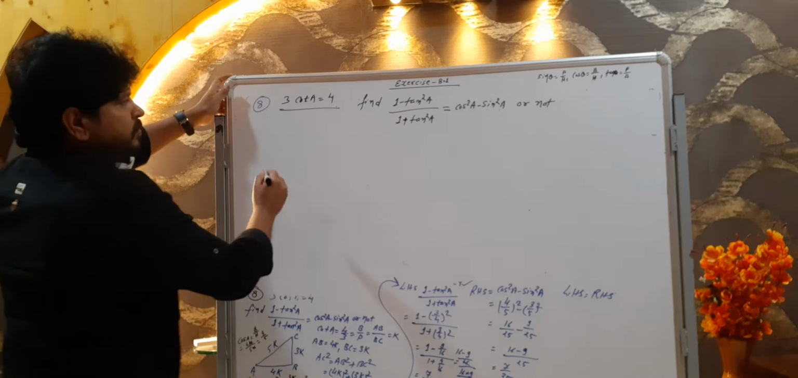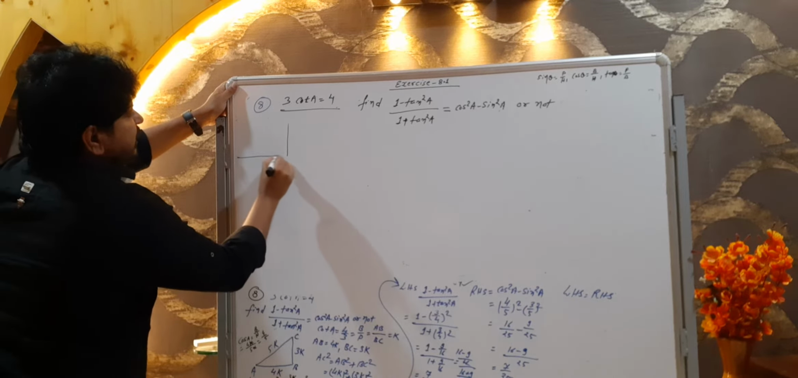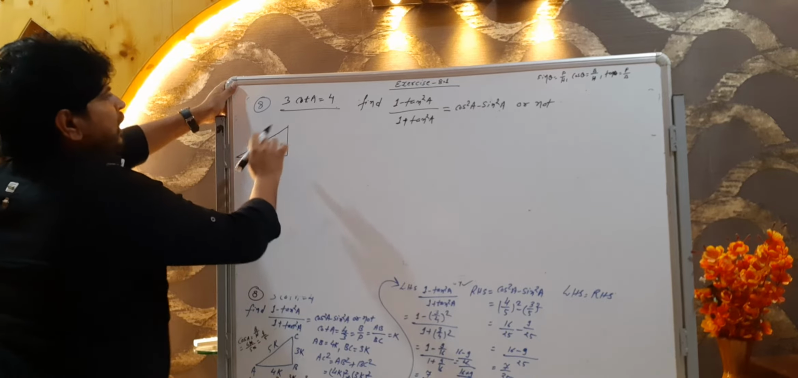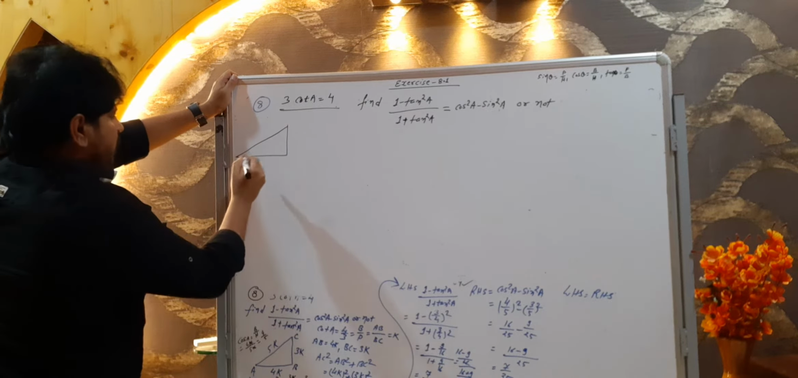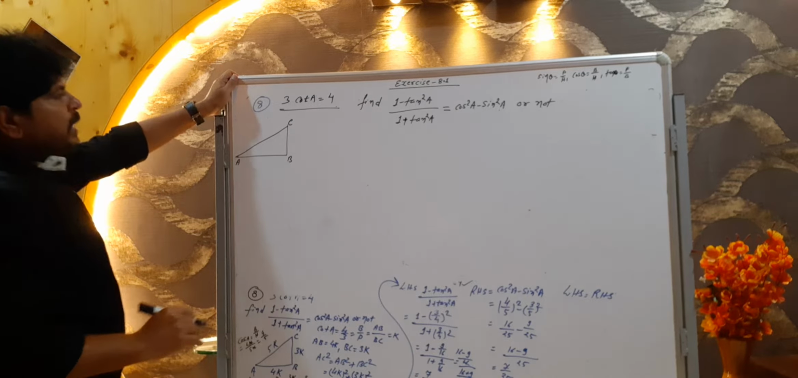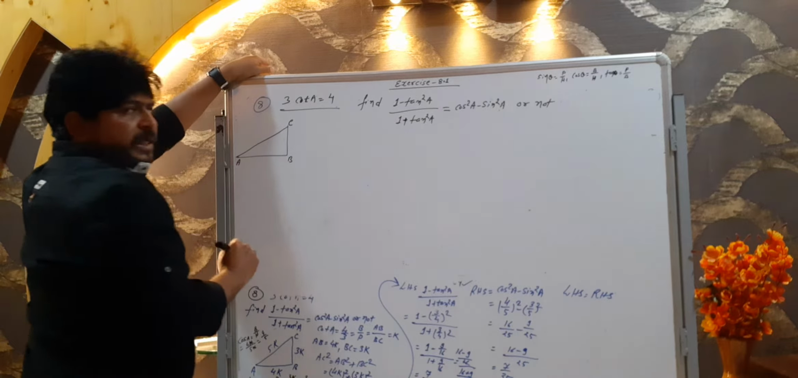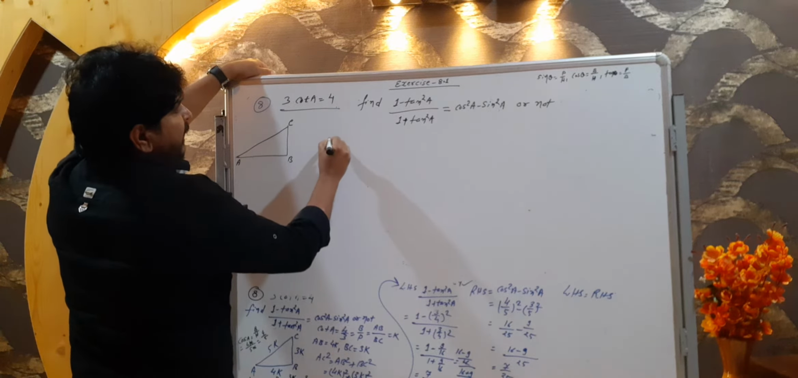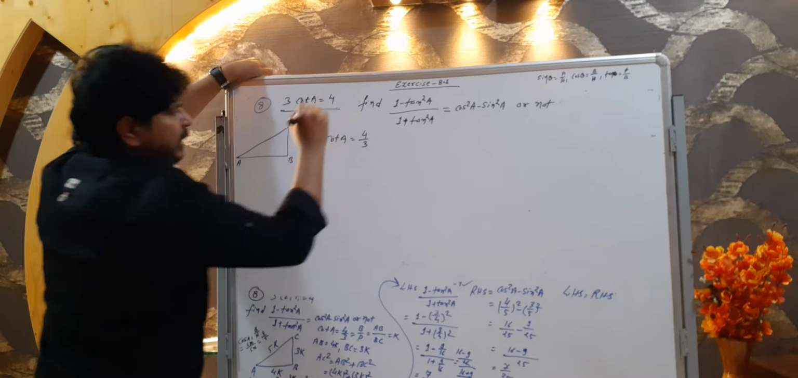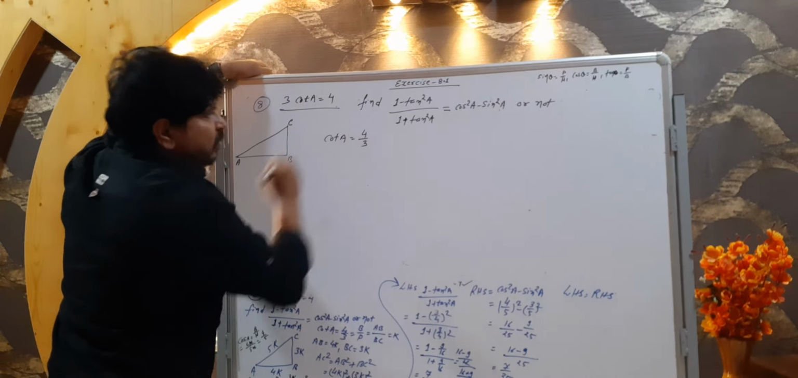First of all, one right angle triangle is required to understand these things easily. Okay, I am going to draw a right angle triangle. Any name we can give, suppose A, B and C. Right? Now look, the condition given is 3 cot A is equal to 4. So what can we write here? We can write cot A is equal to 4 upon 3.